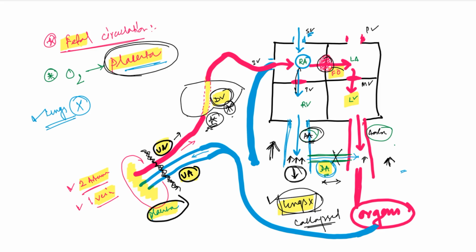And the same thing happens here in case of the foramen ovale. The pressure in the left atrium increases as the systemic resistance increases, and the pressure in the right atrium decreases. And due to inversion of this pressure, the foramen ovale also gets closed, and the fetal circulation is converted into normal adult circulation.